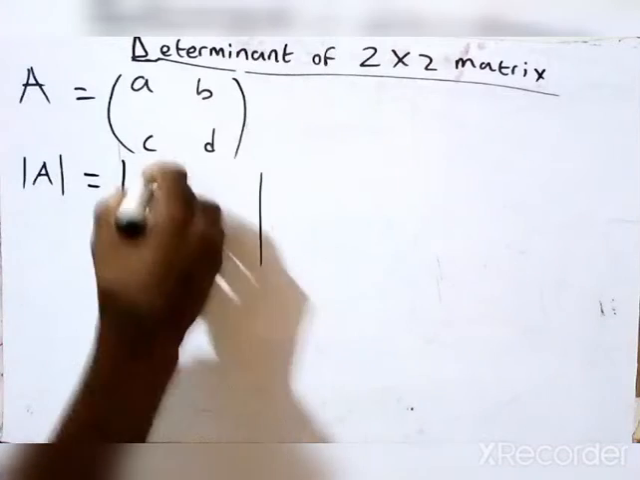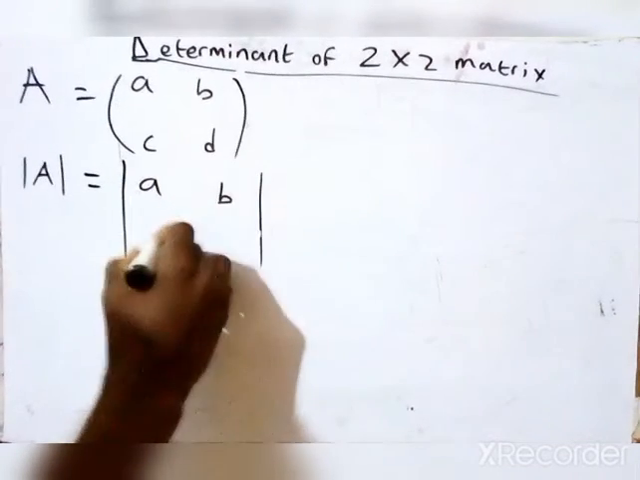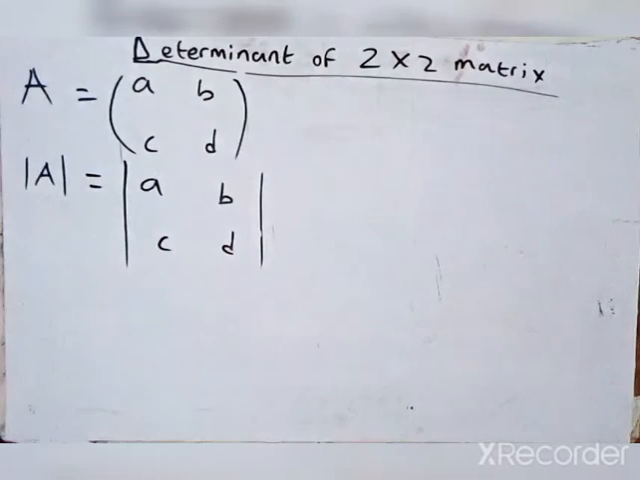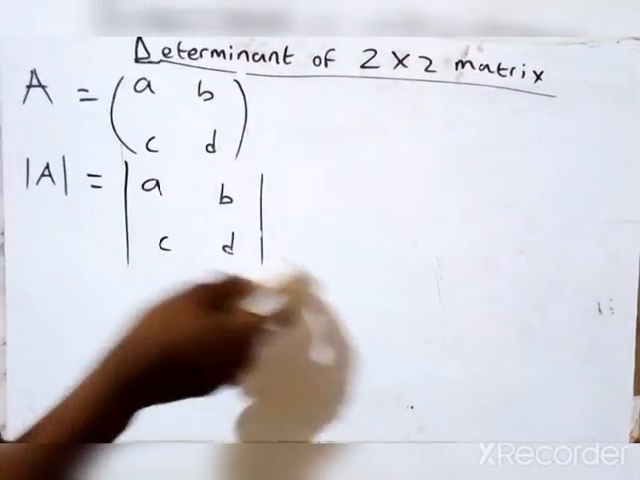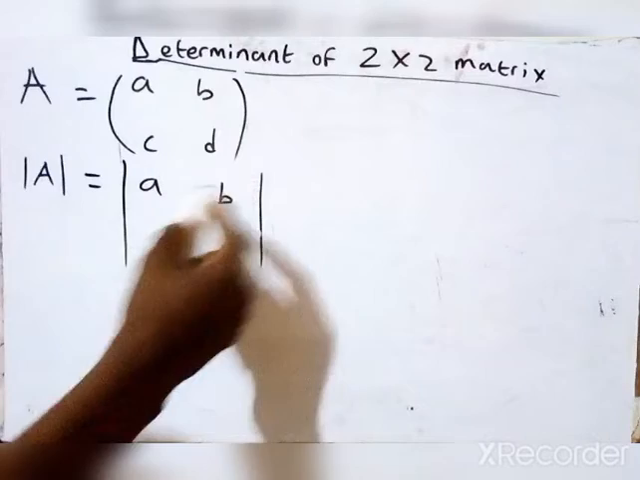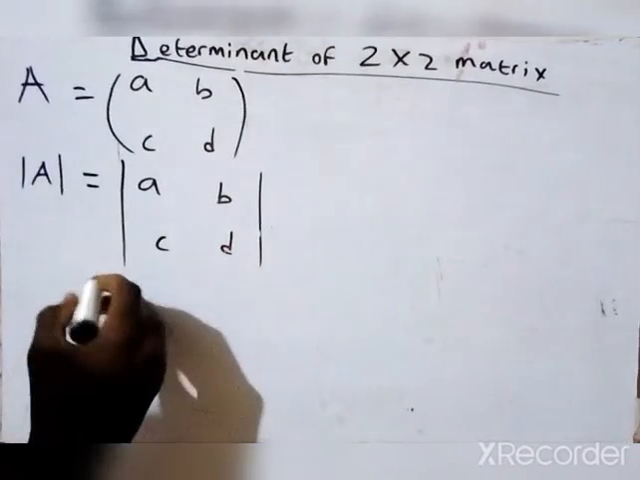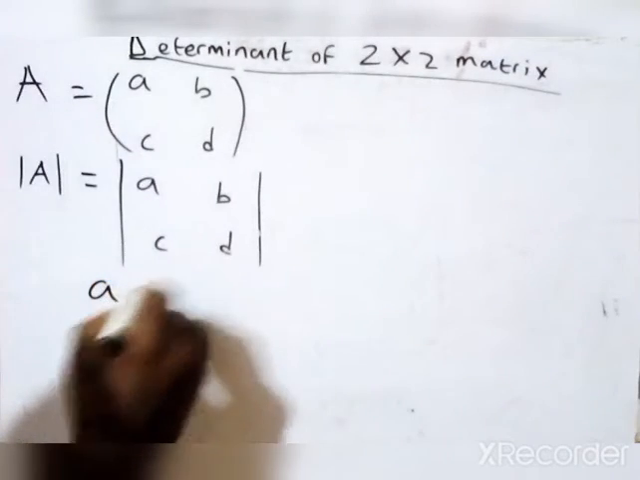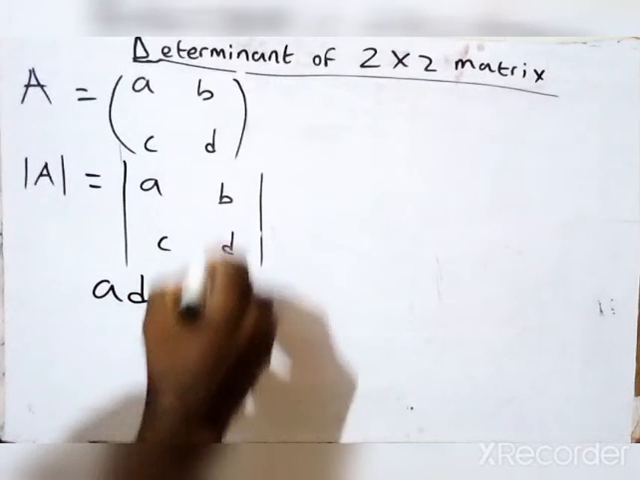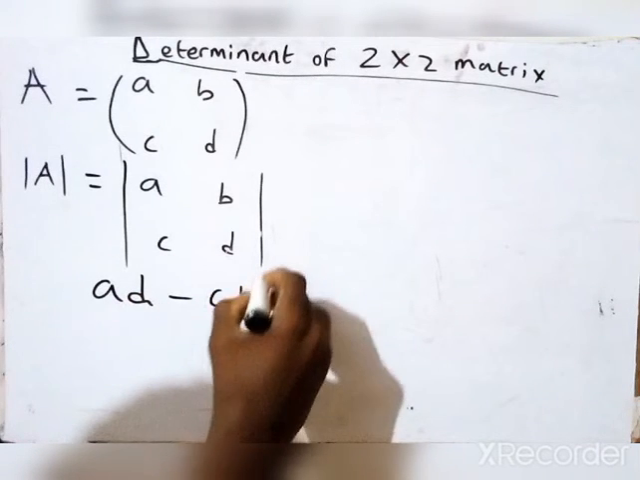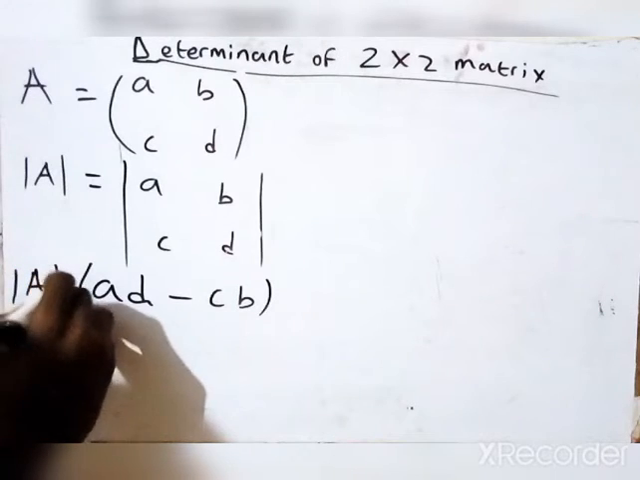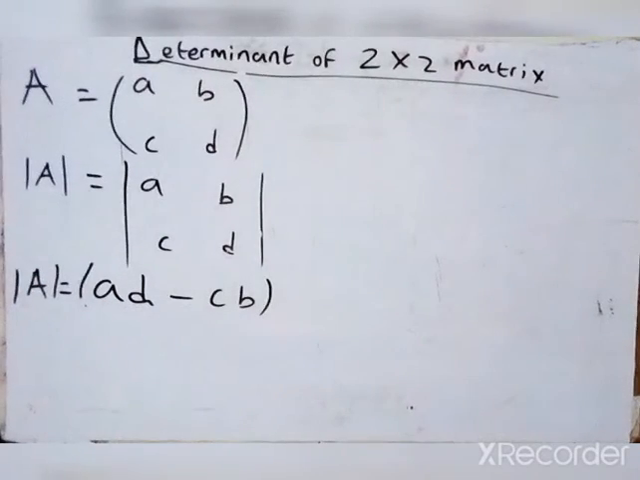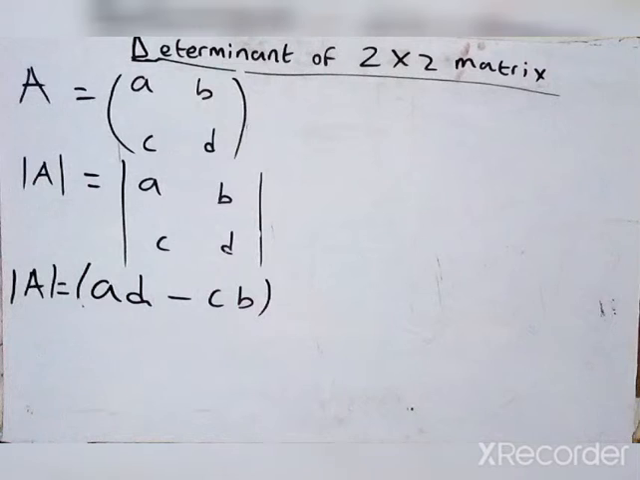To get the determinant of A, B, C, D, you first multiply the leading diagonal and subtract the product of the other diagonal. That will be A multiplied by D, AD, minus CB. That's just how to find the determinant of a 2x2 matrix. You can apply this anywhere.